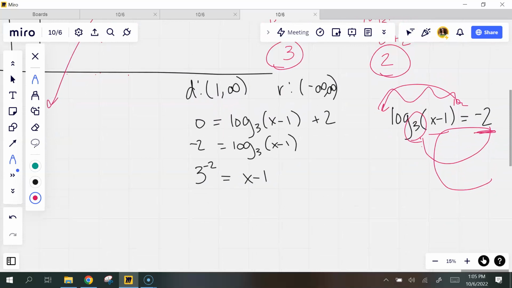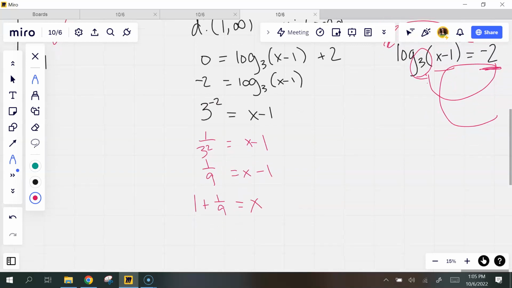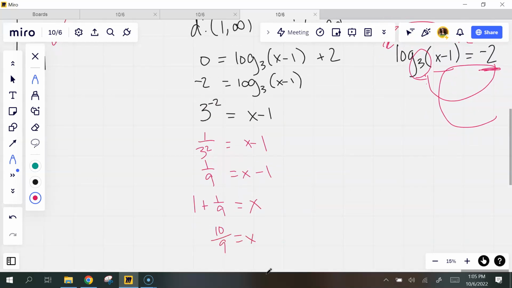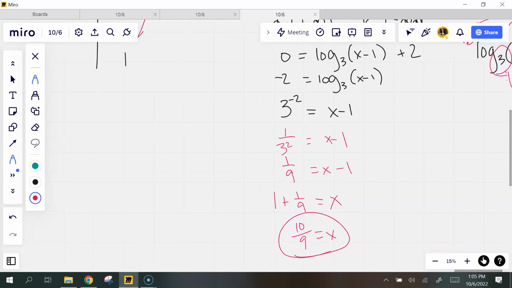All right, so this is 3 to the negative 2 is 1 over 3 squared, which is 1/9. And I add 1 to both sides. So my x-intercept happens to be the same thing that my y-intercept was on the inverse. Isn't that convenient? If it's the complete inverse of it, this happened to be.